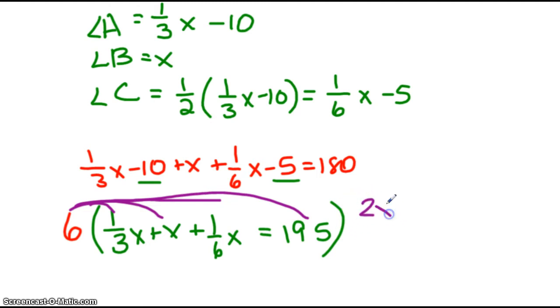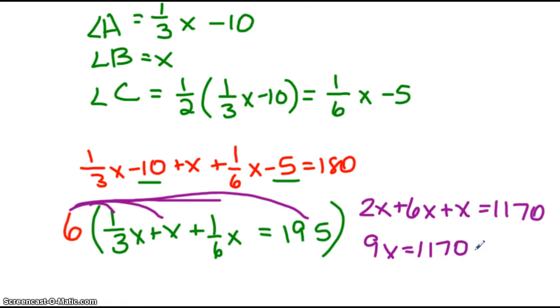So we would get 2x plus 6x plus x equals, and let me do this on the calculator, 195 times 6 is 1170. Now it becomes a lot easier to handle combining like terms and solving. So we would get 9x equals 1170. So divide by 9, we get 130 degrees.